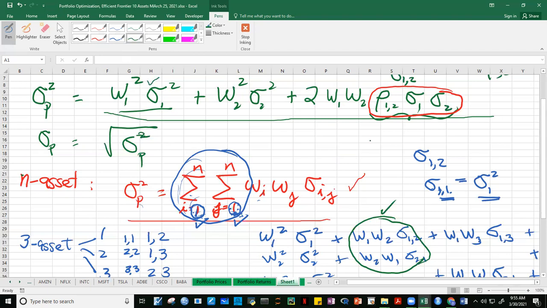Tapos, 1 with 2 at saka 2 with 1. Pareho lang yun, diba? W1, W2, covariance 1, 2. W2, W1, covariance 2, 1. Kaya nga naging 2 ito, kasi that's the 1 with 2 and then the 2 with 1. Dalawa siya. And then lastly, 2 with 2. It's this one. Okay? Clear, Luisa?